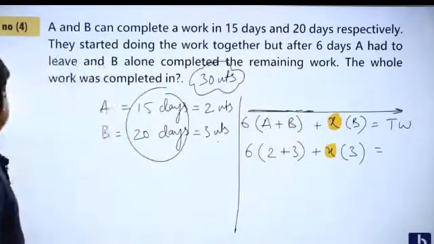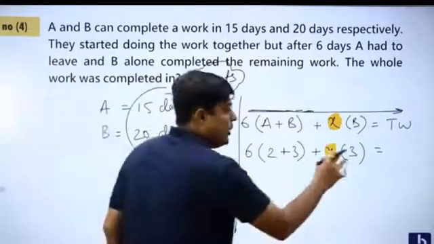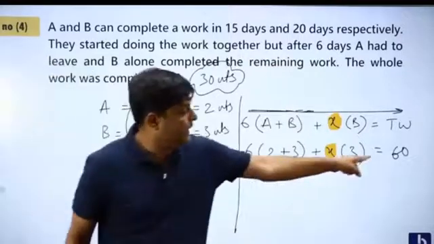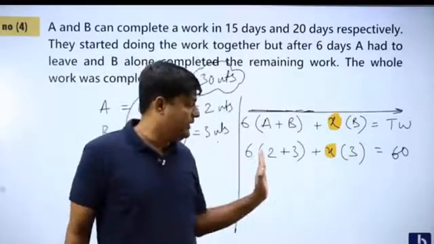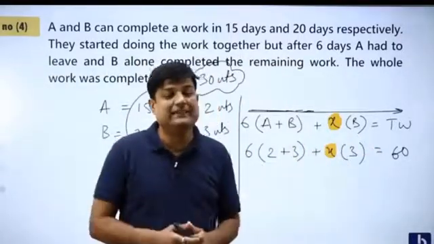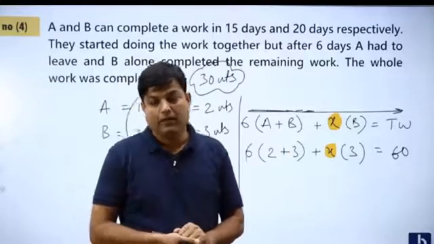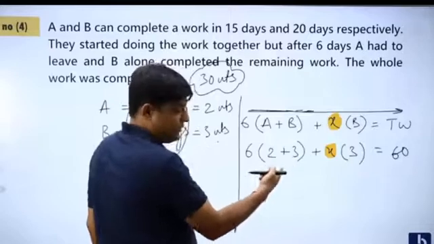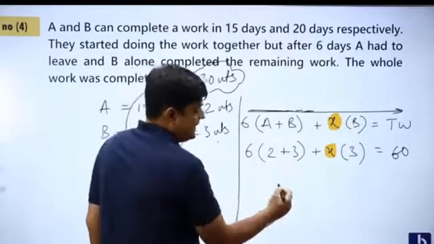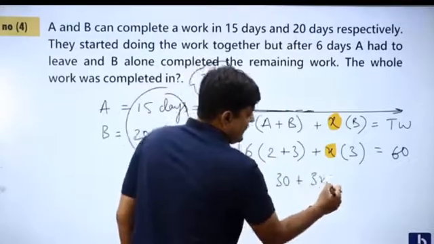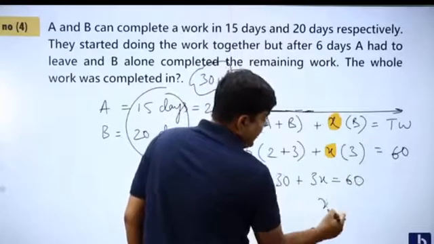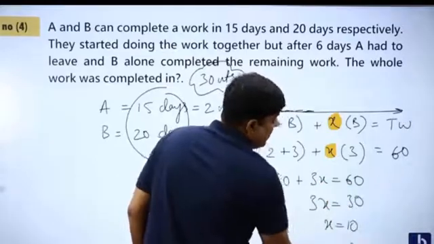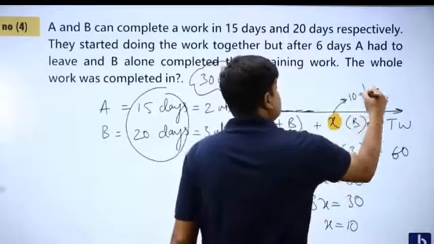Now, this should go and reach 60. Following, everybody? This should go and reach 60. Why? Because they are doing this work to complete that 60. It should balance with the 60, the total work. Following, everybody? Now, let's do it here. 6 times 5 is 30. 30 plus 3x is equal to 60. You all know that 3x is equal to 60 minus 30, which is 30. X is equal to 10. Means B worked for 10 days.